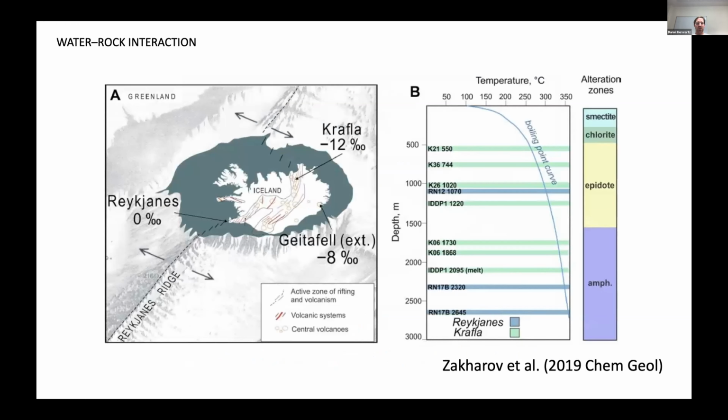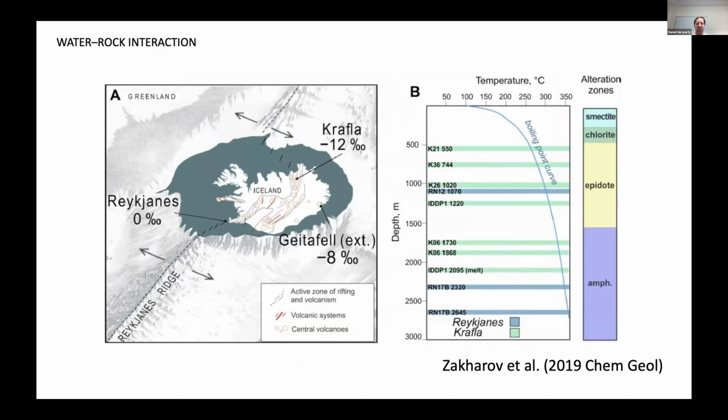One of the places you can do this is Iceland, of course. The water has low delta 18O, and David Zakharov really has a very nice paper, including not only 17O and 18O, but also deuterium isotopes. And I really recommend reading this paper if you want to get into this.